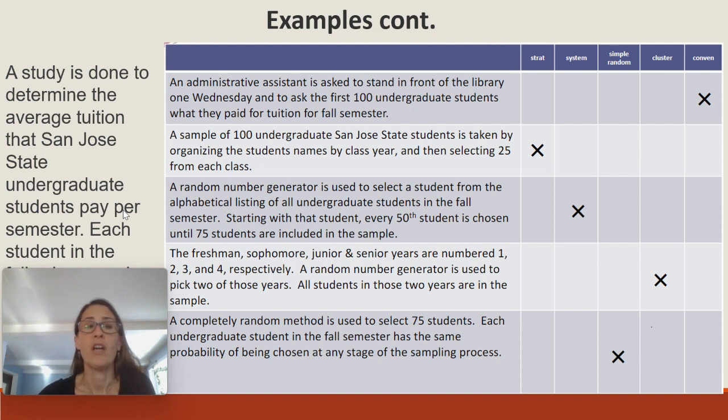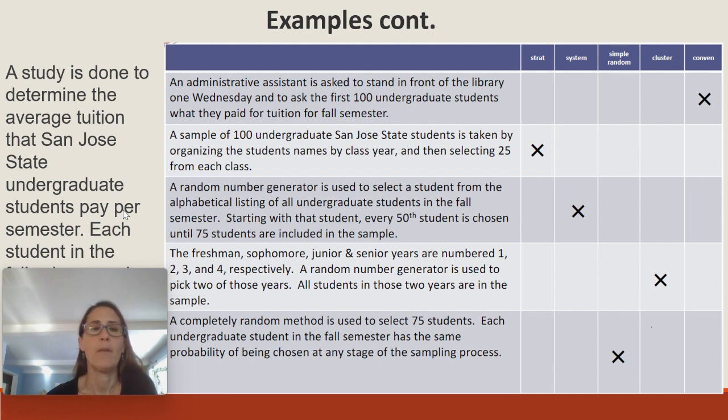A sample of 100 undergraduate San Jose State students is taken by organizing the students by names by class year and then selecting 25 from each class. So that's stratified sampling. That's probably representative. So the convenience one is not representative, but it still might be useful. The second example, which is stratified sampling, is probably fairly representative.